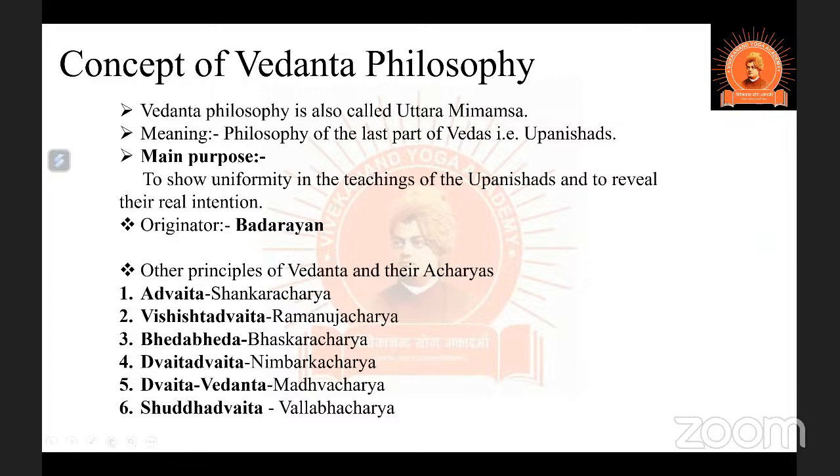So you have to remember the different names and who is the originator or preacher of each particular sect. For Advaita, who is the author or proponent? Shankaracharya. Vishishta Advaita, Ramanujacharya. Dvaita Advaita, Nimbakacharya. Dvaita Vedanta, Madhvacharya. And Shuddha Advaita, Vallabhacharya.